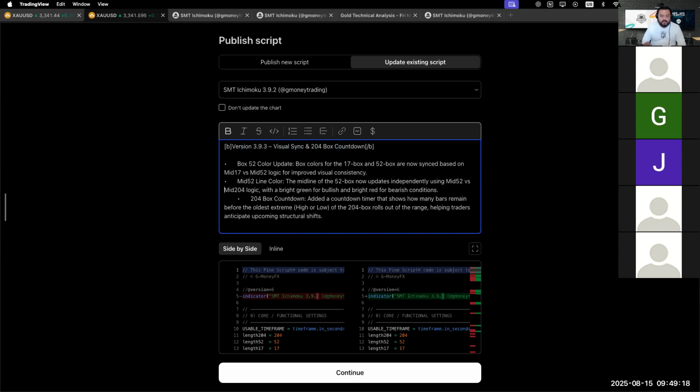Yeah, so this is the update that we're getting, right? So box 52 color update. Box colors for the 17 and 52 box are now in sync with the logic in there. The 52 midline color, the midline of the 52 box updates independently using the mid 52 versus the 204 logic. It'll be green or red depending on conditions. And then no, this is not the update. This is what I was working on.